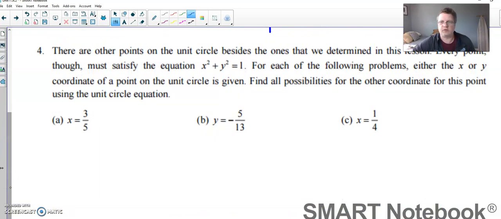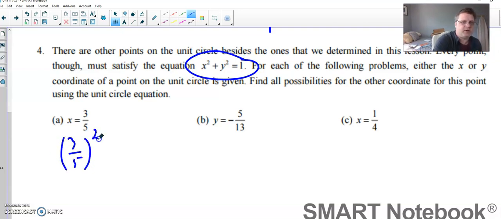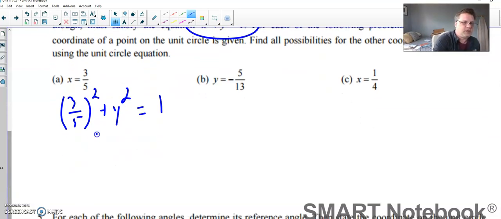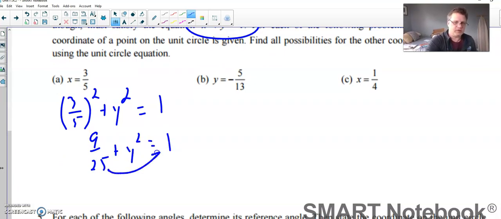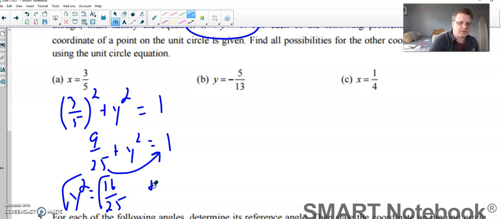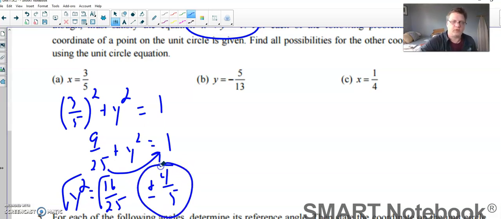Either x or y according to the unit circle. Find all possibilities for the other coordinates. Okay. So like I said, you plug in for the x and the y, or the y in that equation. So what do we have? We have x is 3/5, squared plus y squared equals 1. So this is 9 over 25 plus y squared equals 1. Subtract, so bring the 9 over 25 over. So it's 25 over 25 minus 9 over 25, which gives you y squared equals 16 over 25, square root, plus or minus 4/5. Okay, that's what I'm looking for right there.